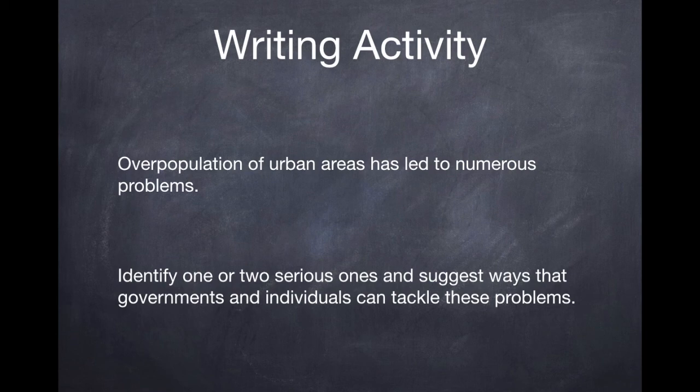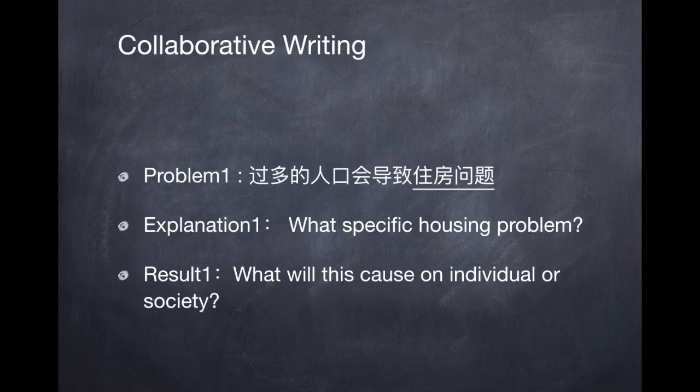So I provide a topic sentence. I mean the problems. I provide the problems for you, but I just write the problems in Chinese. So the first thing you need to do is translate that into English. So you have to translate in the first stage, and then you need to extend ideas based on my topic sentence. So you need to give an explanation based on the problem, and you have to think about a specific result based on your explanation.